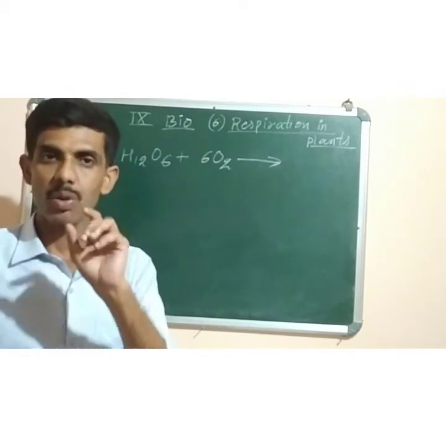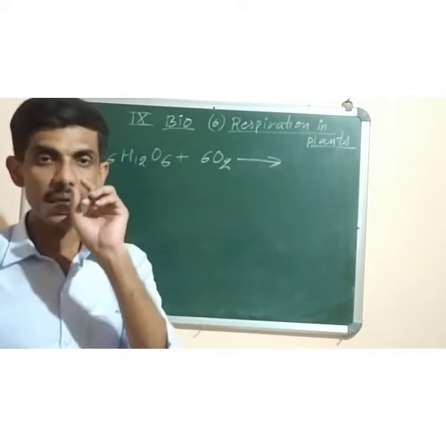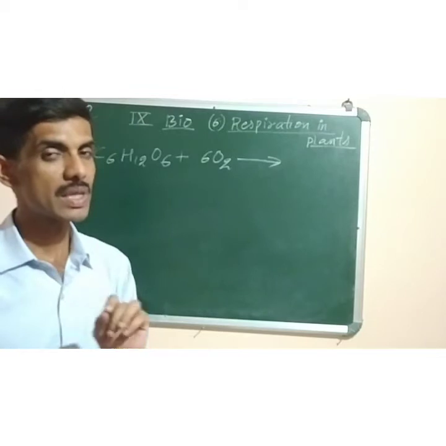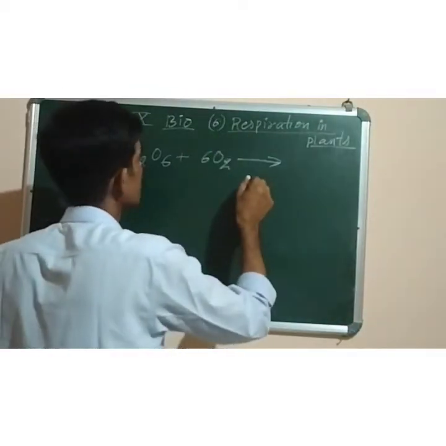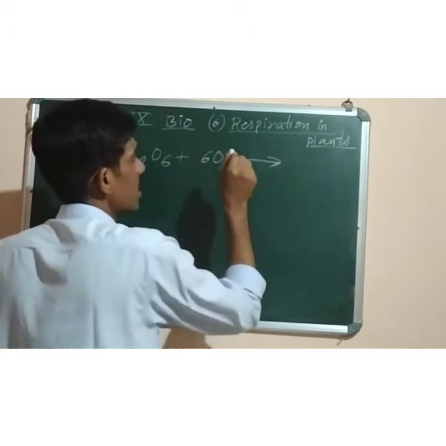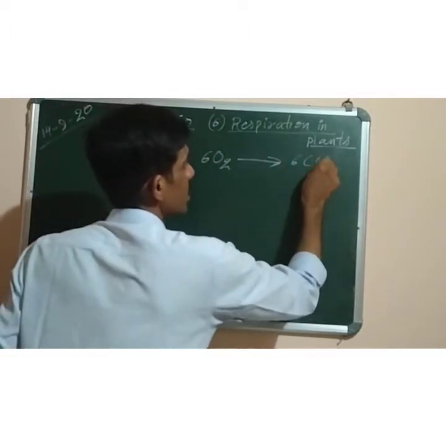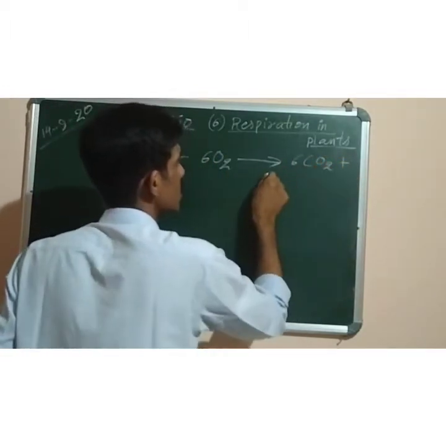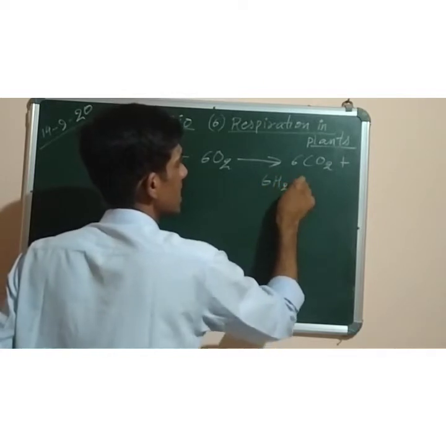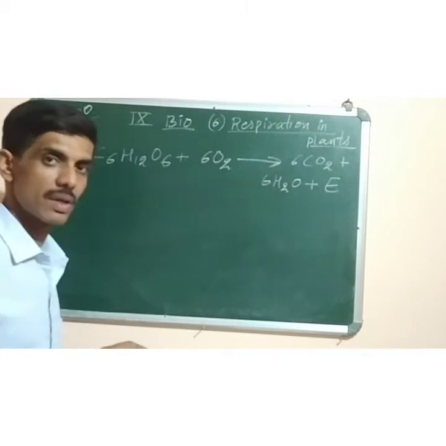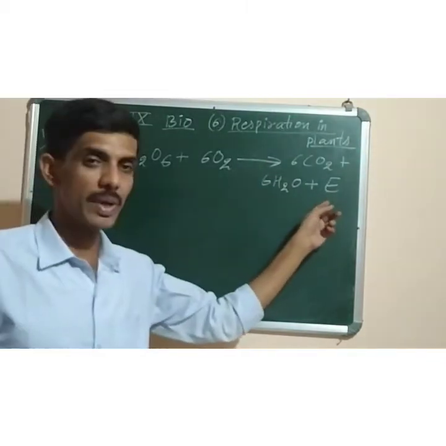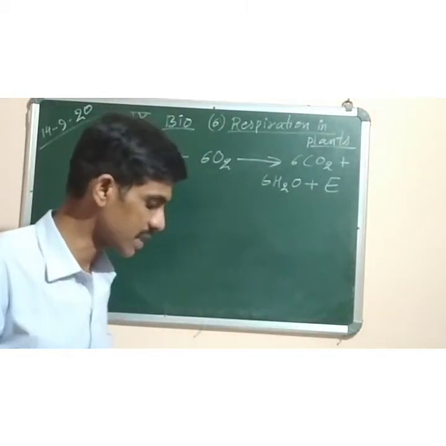Respiration is a very slow process. It is an enzyme catalyzed process, meaning it occurs in the presence of enzymes, so you can write enzymes here. Glucose plus oxygen gives 6 molecules of carbon dioxide plus 6 molecules of water, plus energy is released. This energy is in two forms: chemical energy called ATP, and heat energy also.